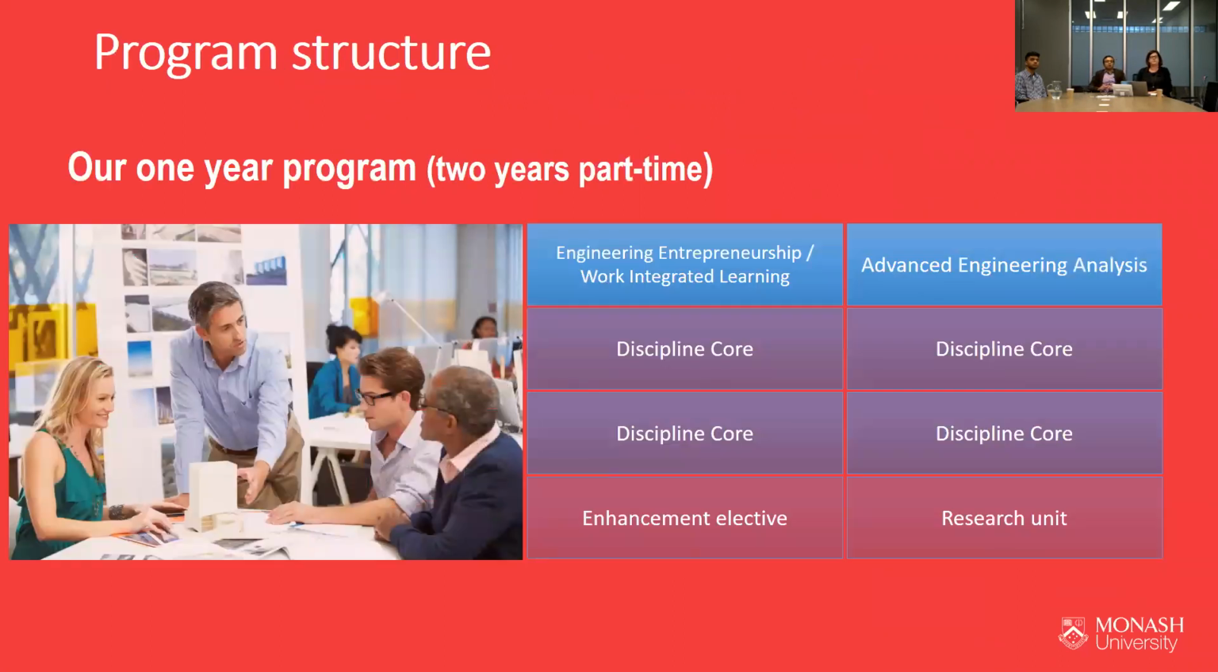So what does our program look like? This is an example of a 1-year program. The 1-year program is divided into 2 semesters. Each semester has 4 courses. Here we call courses units, so essentially the same. Out of those 8 courses, 2 are essentially common core, which everyone enrolled does. One of them is advanced engineering analysis, which teaches you how to analyze data, how to visualize data, and how to use data to make informed engineering business decisions.